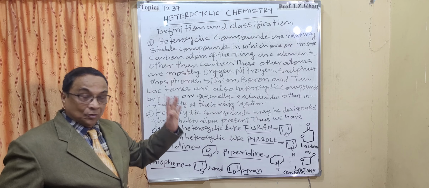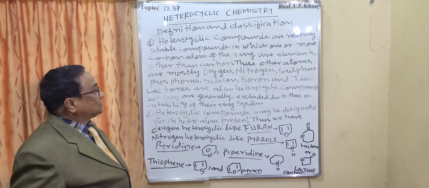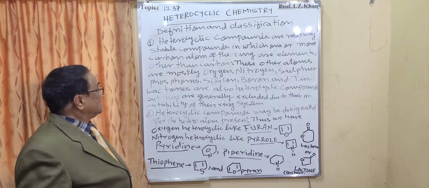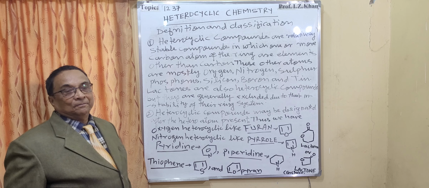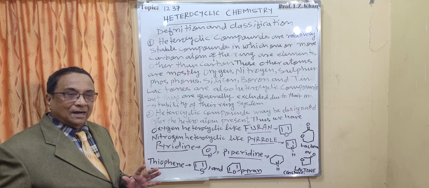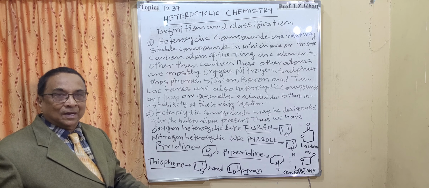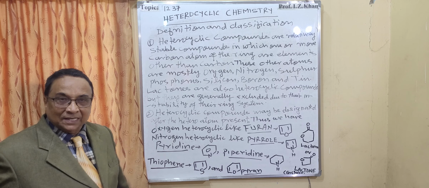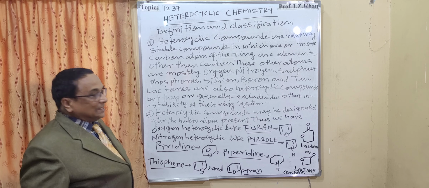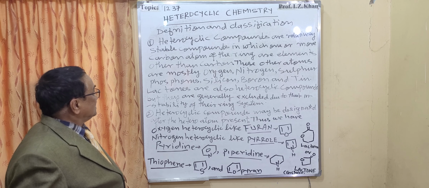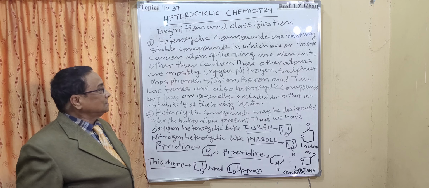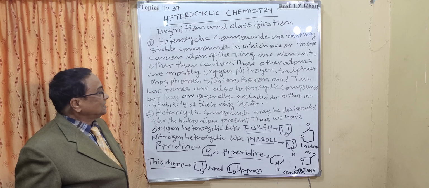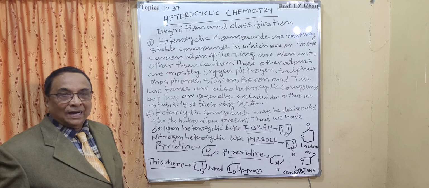It will go to the lactone group, in which one or more carbon atoms of the ring are elements other than carbon. So any element other than carbon, once it is substituted in the 5-member or 6-member ring, it becomes heterocyclic. And these other atoms or elements are mostly oxygen, nitrogen, sulfur, phosphorus, silicon, boron and tin.